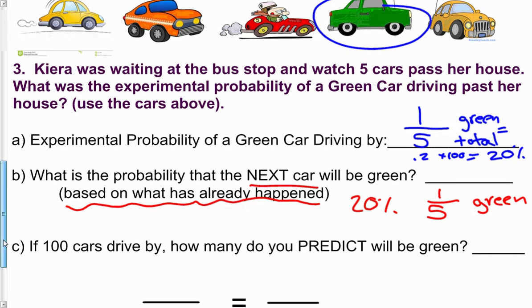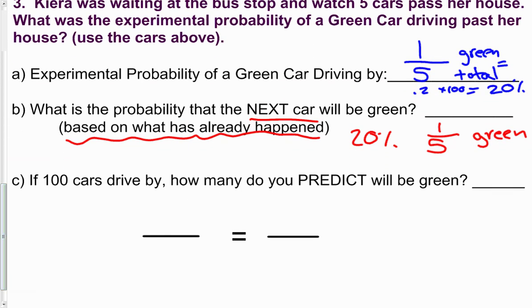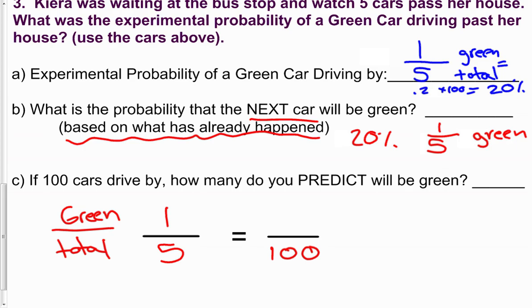Let's look at this last question. So if 100 cars drive by, how many of those do you predict will be green? So let's set this up. The bottom, remember, of our probability is the total number of cars, and the top is going to be our desired outcome, how many were green. So in our experiment, 1 out of 5 were green.